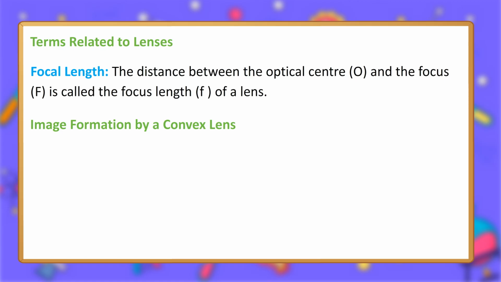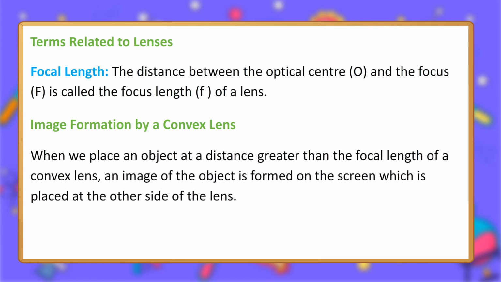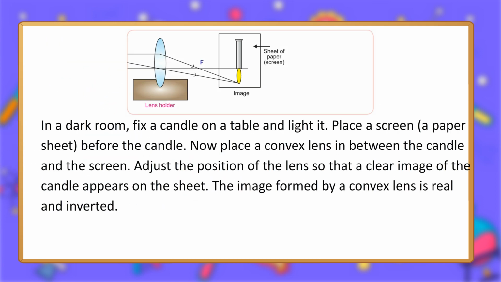Image formation by a convex lens. When we place an object at a distance greater than the focal length of a convex lens, an image of the object is formed on the screen which is placed at the other side of the lens.